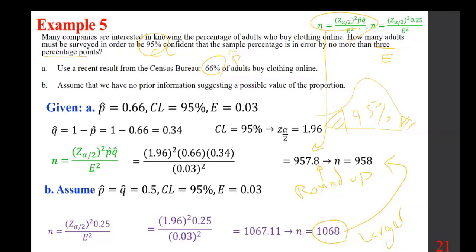By the way, speaking of larger sample size, if 1068 will do the job, can I go with 2000? Of course. But this is the minimum I need. And remember, we are always restricted by time and money.